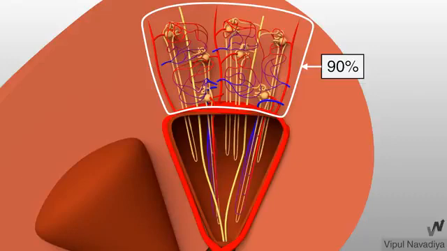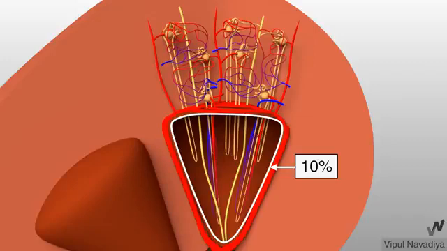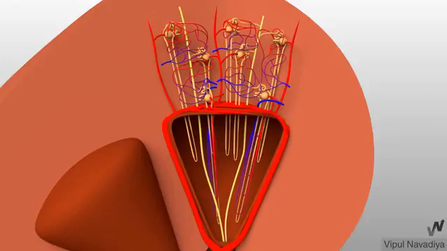Out of total blood coming into the kidney, about 90% perfuses cortical nephrons and cortex, and only 10% perfuses juxtamedullary nephrons and medulla. This low blood supply to medulla helps in maintaining medullary hyperosmolarity. Venous drainage is same for both the capillary networks.